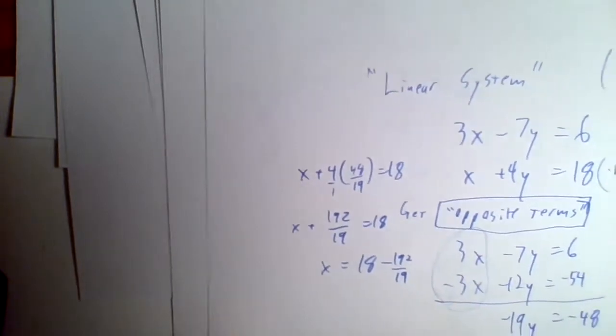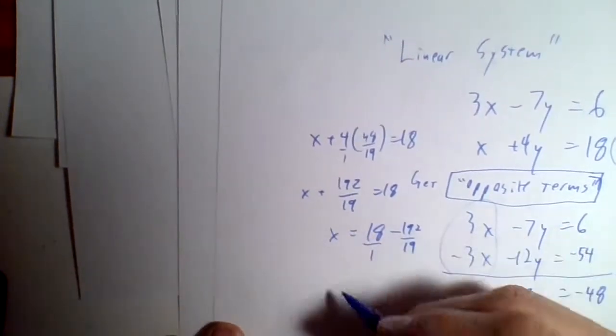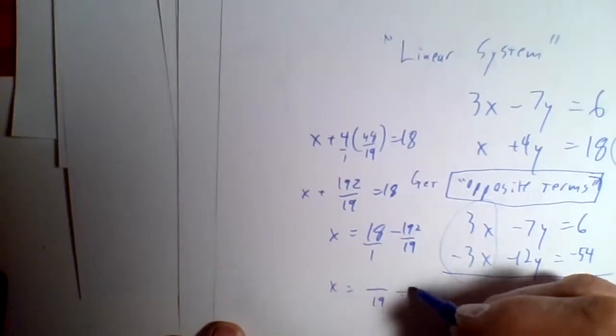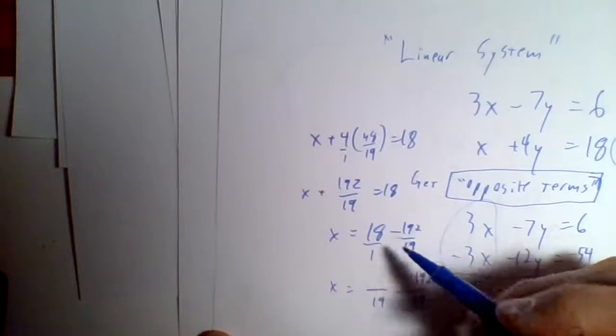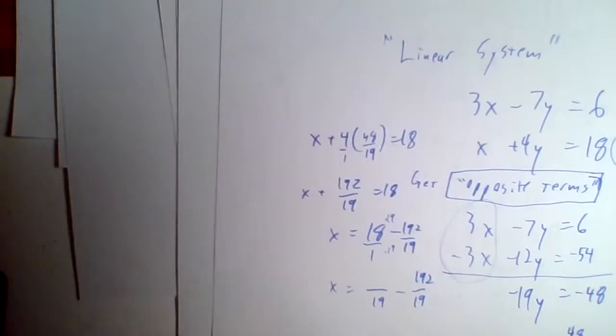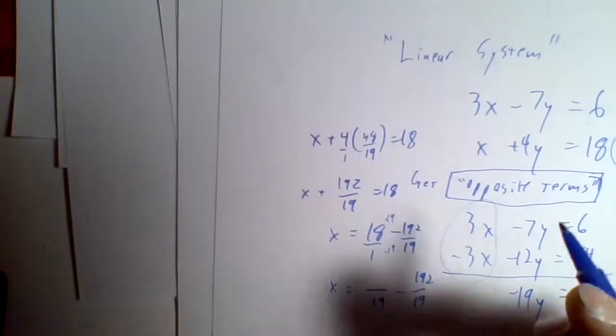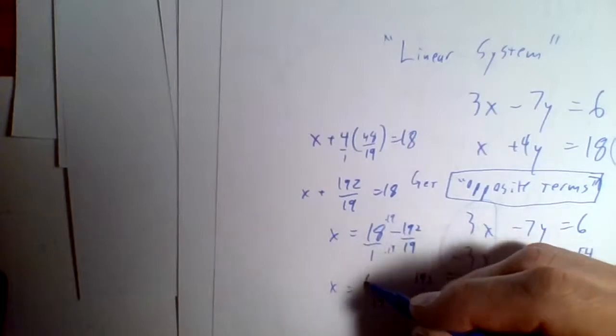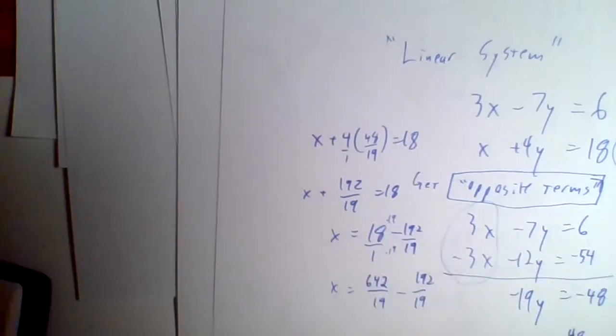Now I have to subtract that just to get the fraction out of that. It's 18 over 1. I got to make it all into 19ths to do the subtraction. So I'm multiplying by 19 on this one. That's kind of big. 642, I believe. And subtract that out. Subtract 192. I get 150.